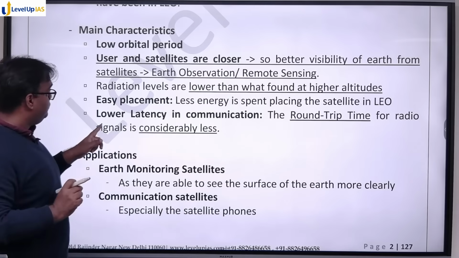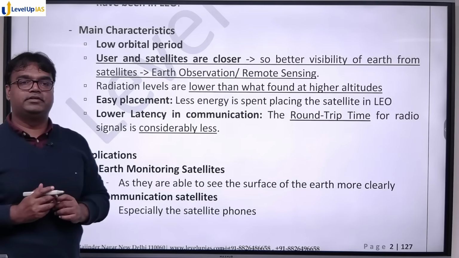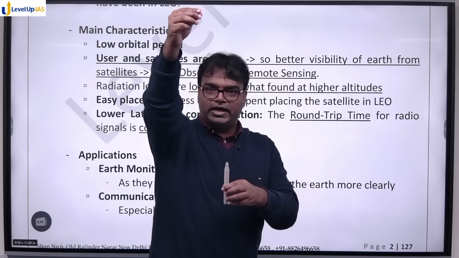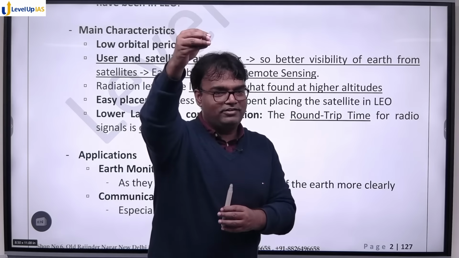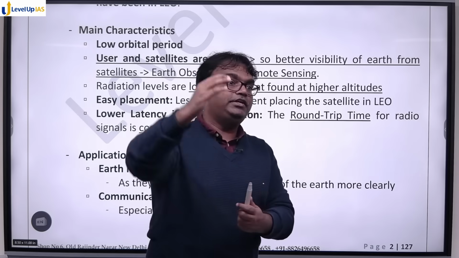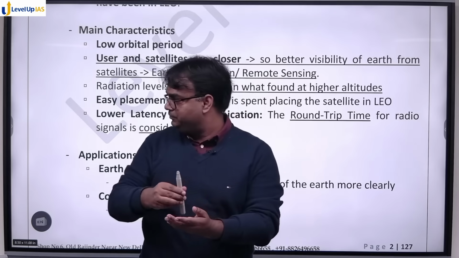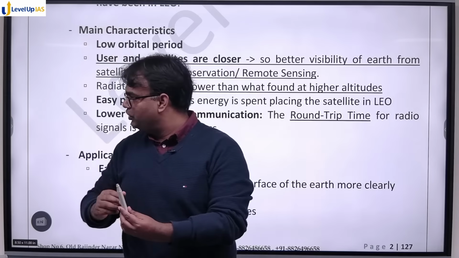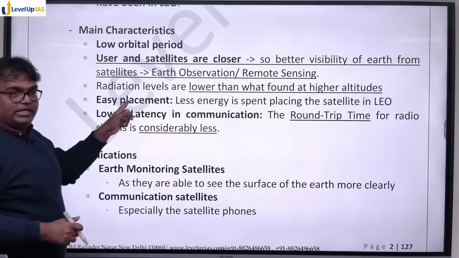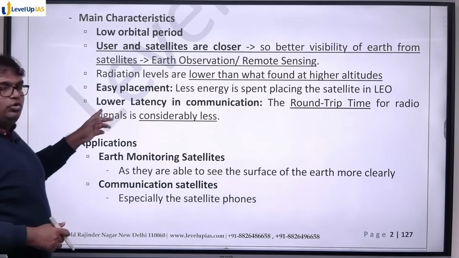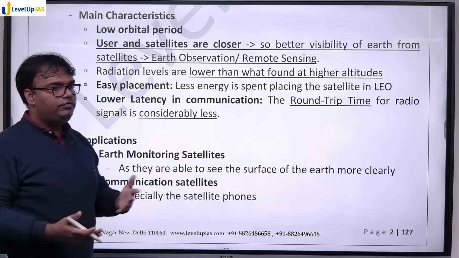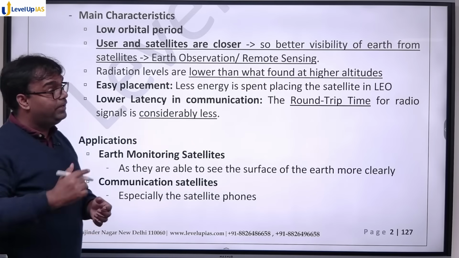Then placing a satellite is easy here. Why? Your rocket will take the satellite to that height. So if the height is nearer, for your rocket, less effort would be taken. If the height is much higher, for your rocket, much more effort would be taken to take that satellite to a higher distance. So it's easier to place a satellite here, and finally lower latency for communication, and that is why satellite phones, we are able to use them when compared to other orbits.